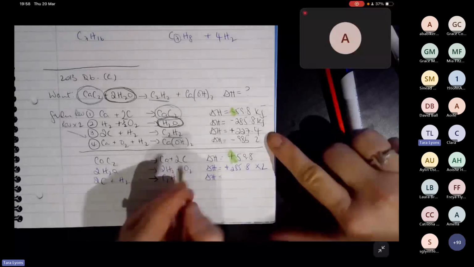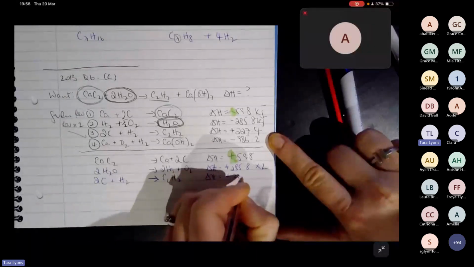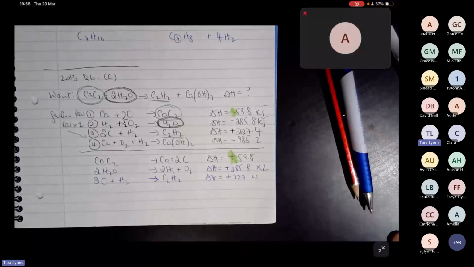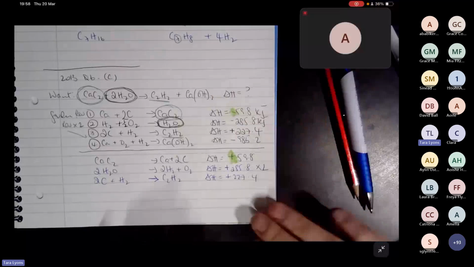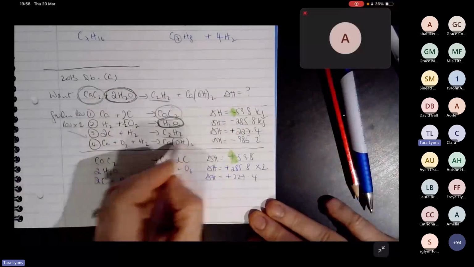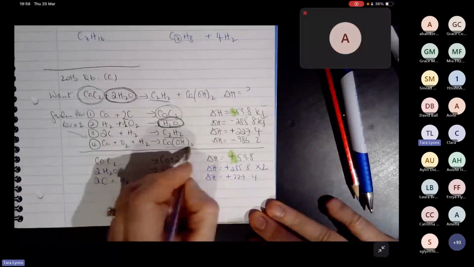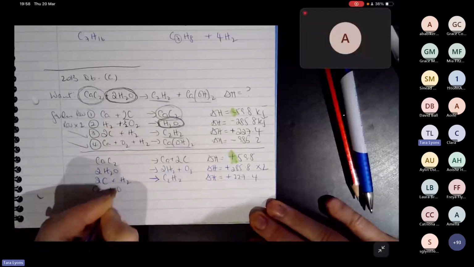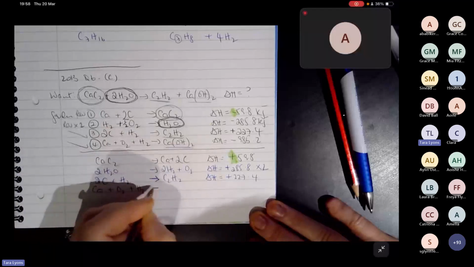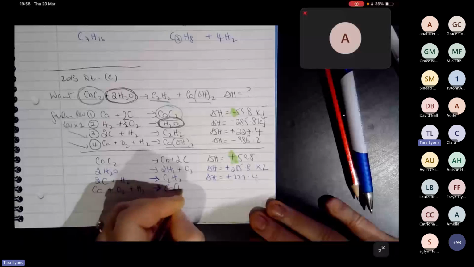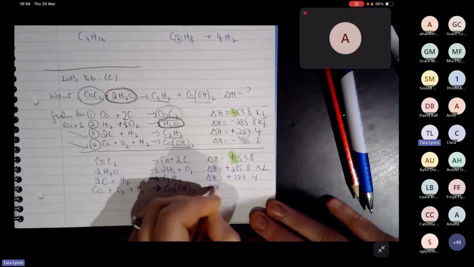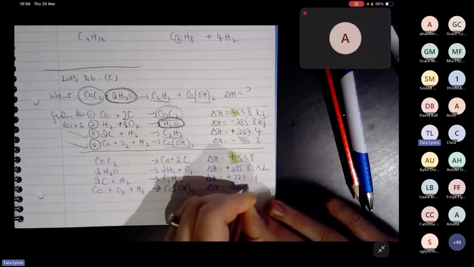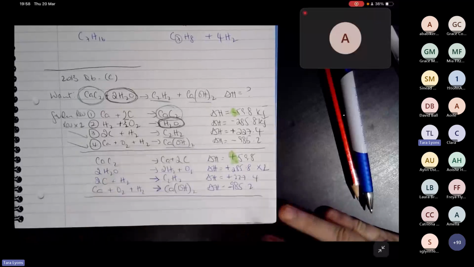So that I made no changes to, so it's plus 227.4. No change made to that guy whatsoever. And here we want a calcium hydroxide on the right, and this guy is a calcium hydroxide on the right. So don't have to change him either. He's just copied out: Ca, O2, H2, arrow to give you Ca(OH)2, and the heat change for that minus 985.2, and off we go.